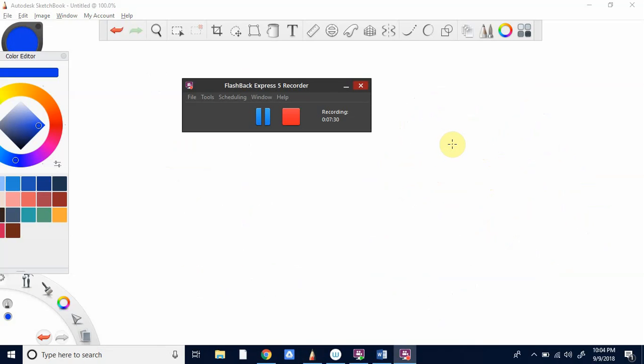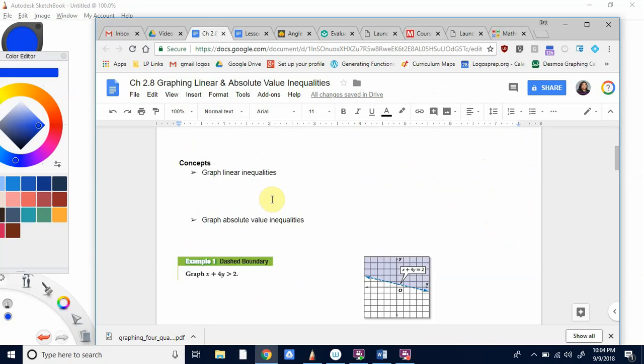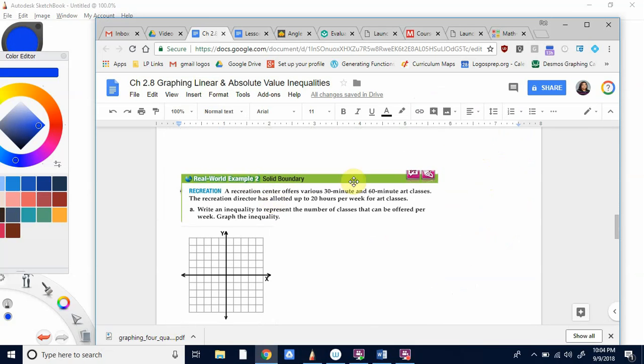Let's look at example 2, the real world example. It says, a recreation center offers various 30-minute and 60-minute art classes. The recreation director has allotted up to 20 hours per week for an art class. Write an inequality to represent the number of classes that can be offered per week and then graph it.